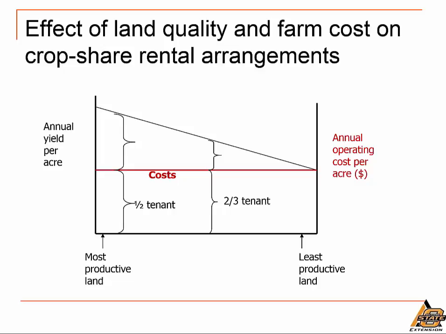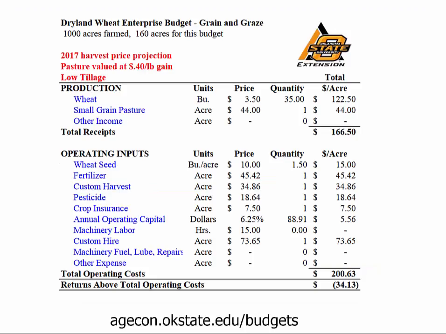So landowners with high quality land may reasonably expect a greater percentage of the crop, or may want to contribute less to variable cost. The OSU Agricultural Budget website has a variety of templates for major commodities that may be useful to you in this process. The numbers can be customized to match your farm situation.